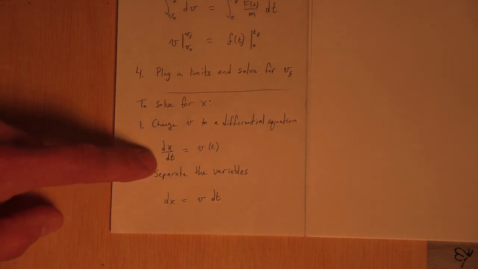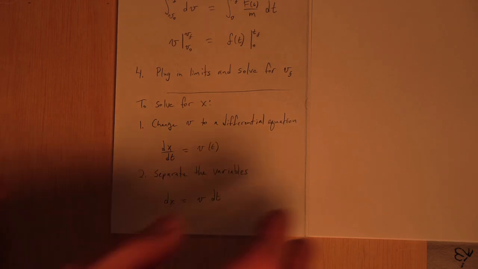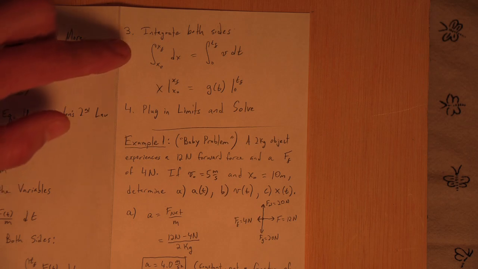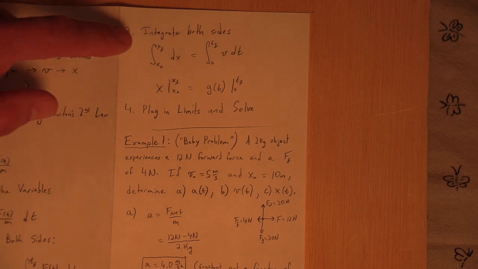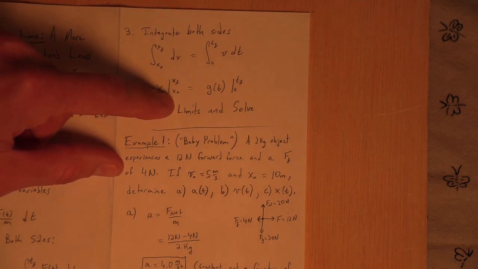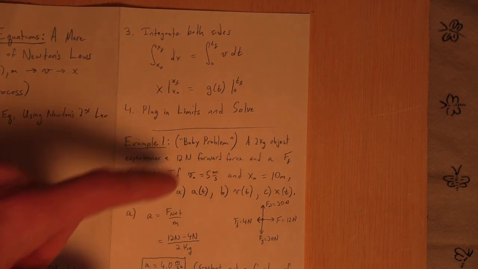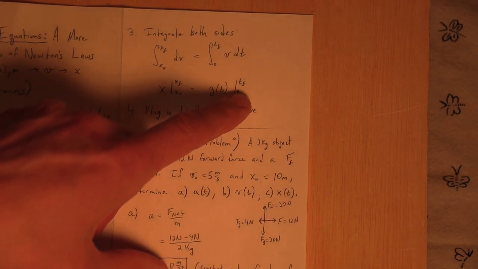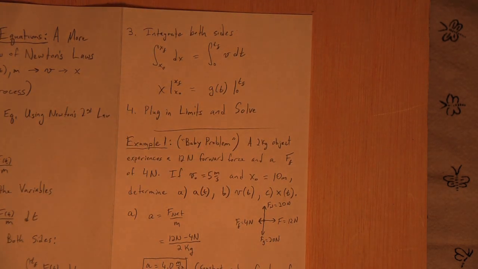We separate the variables, I move the dt to the other side, and then I integrate both sides. So dx just integrates to x, the most trivial integral, over the limits x0 to x final. And then velocity integrates to some new function. You know how to integrate basic power functions, for example, so there'd be the answer there, from 0 to t final. And then again, you plug in the limits and solve.